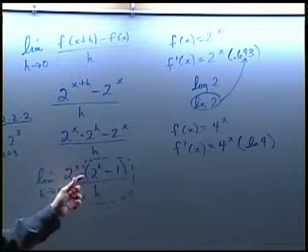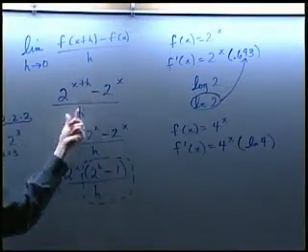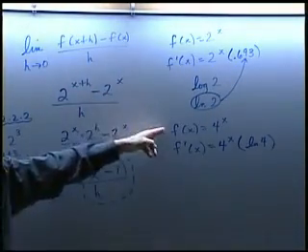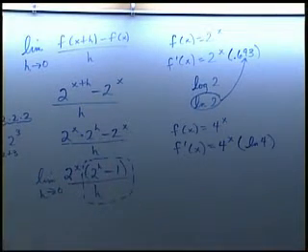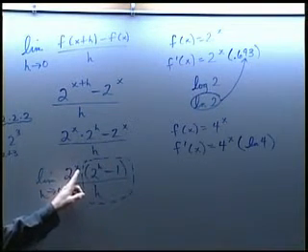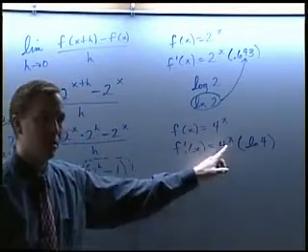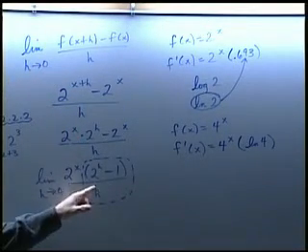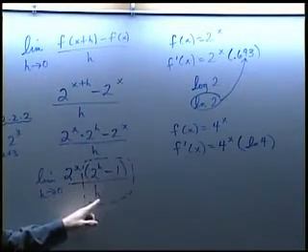Well, if we were to go through and replace all these 2's with 4's, just redo the same problem with 4's in it, I would have a 4 to the x here, so that's good. That matches up. And then down here, I would have 4 to the h minus 1 divided by h.